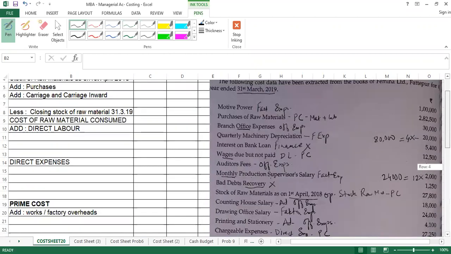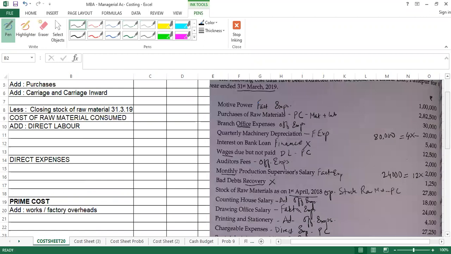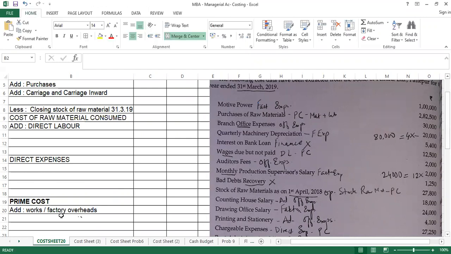First is your motive power, 1 lakh. That is your factory expenses. So we'll write here factory expenses. In factory expenses, the first item is motive power. What is the value of motive power? It is 1 lakh rupees. Very good. So first is motive power, 1 lakh rupees.